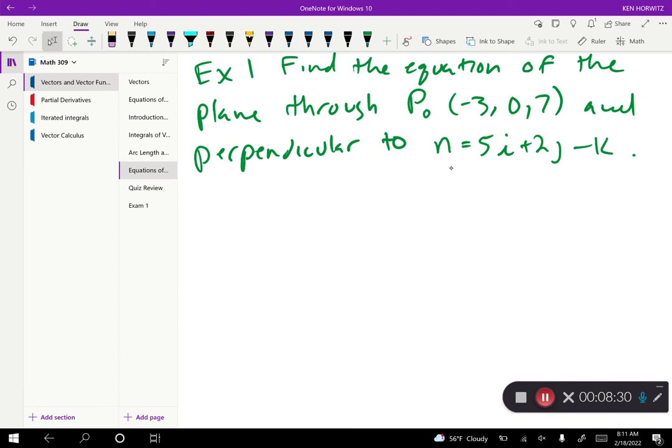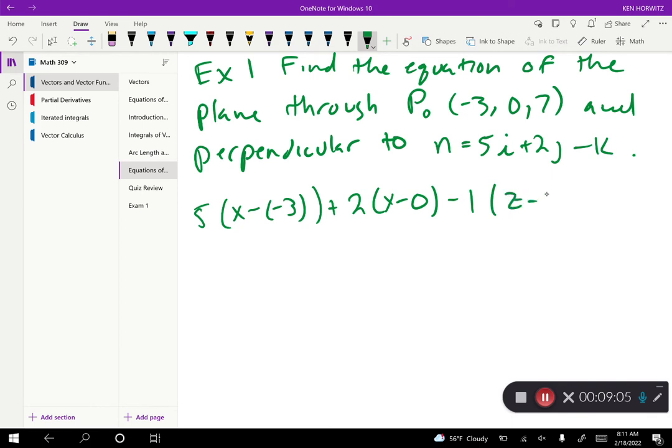All right. So I got 5. And remember, we had our second point, X minus -3, plus, now B is 2, so 2 times Y minus 0. Don't have to put in the 0. I like putting it in right at the beginning to know that my bases are indeed covered. Then my C is -1, so I'm just going to put -1 here. And then Z minus 7, and the whole thing equals 0.